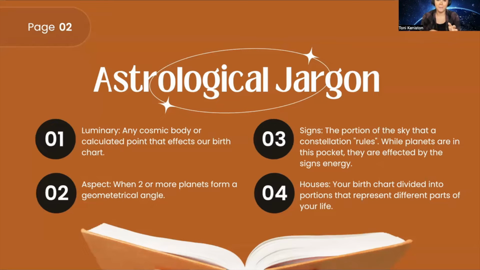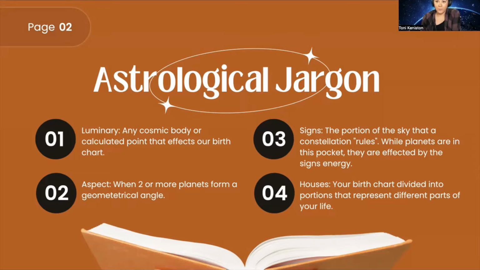Luminaries are any cosmic body or calculated point that affects our birth chart. So yes, we're going to be looking at all the planets, the sun, the moon, but that's why planets doesn't really encompass all of the different parts of the chart that we need to analyze. For instance, Chiron, North and South Node, those are calculated points in the sky. We have comets and fixed stars, those kind of things that are not planets, but still do have some pull on our chart. Number 2 is an aspect.